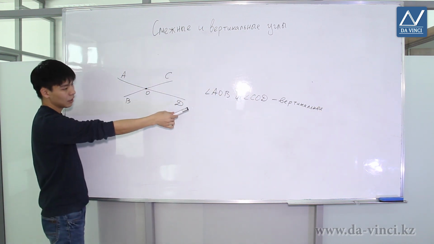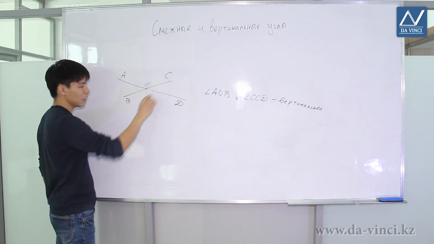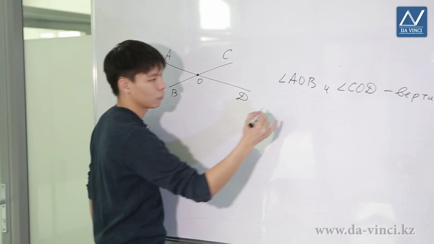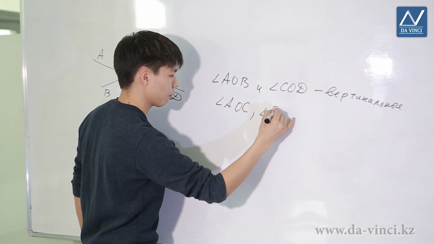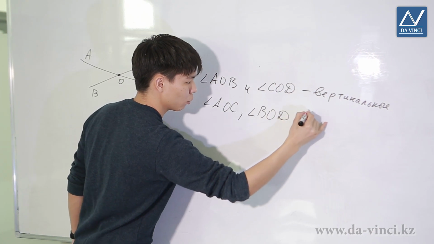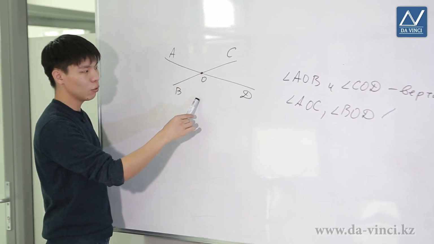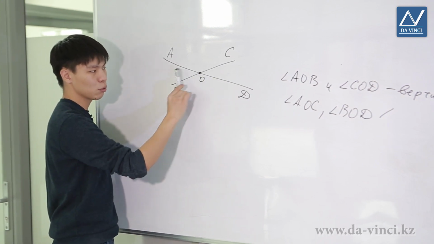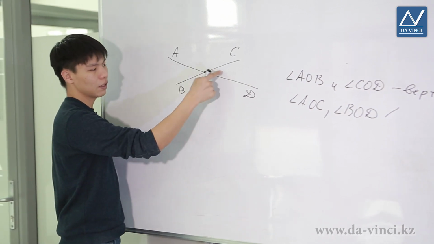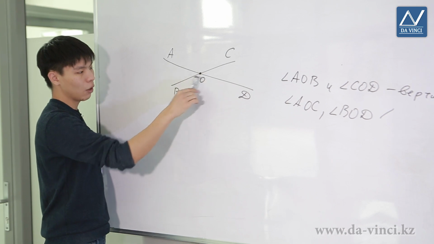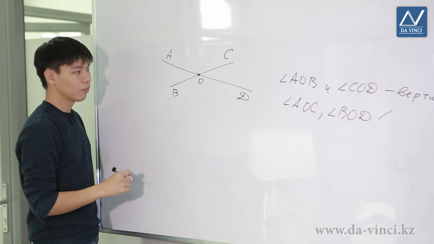Actually, if you look closely at this figure, you will see that there are more vertical angles. Namely, angle AOC and BOD are also vertical. That is, angle AOC is the vertical angle to angle BOD. Thus we get vertical angles by crossing two straight lines, and two opposite angles will be vertical in this case. An important property of such angles is that these vertical angles are equal. That is, angle AOB is equal to angle COD, and angle AOC is equal to angle BOD.